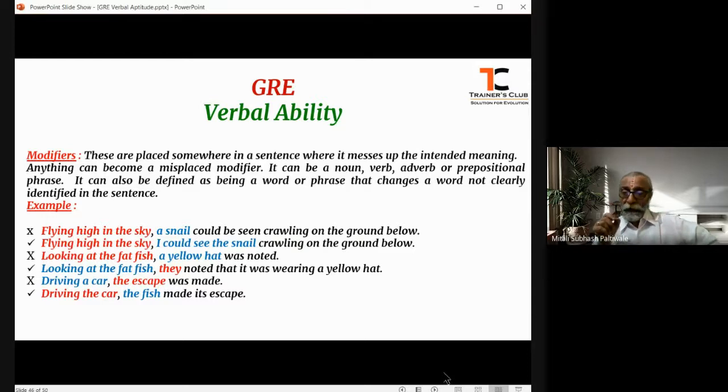So you have to identify, in the sentence, when the modifiers are used, what is missing and what needs to be added over there. This is the place where we have to understand very clearly that these modifiers, parallels, and then idioms and phrases are very important. To understand all these things, we have to practice and understand more about the idioms and phrases, also synonyms and antonyms.